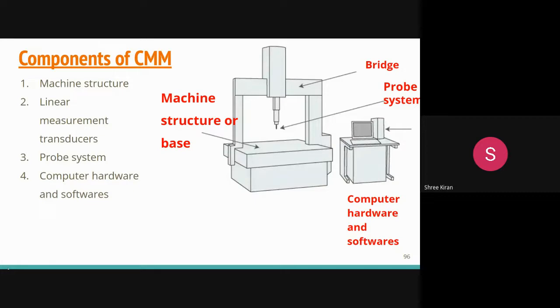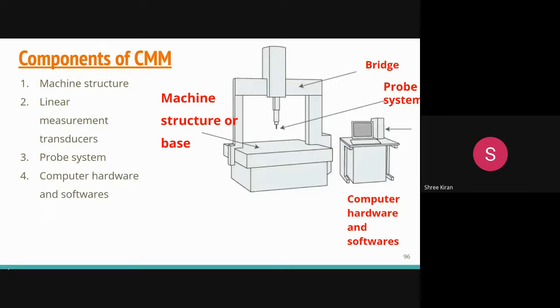The functions are access control, object probing, programming, control of measuring run, data acquisition and evaluation. With the help of computer hardware and software, we have a machine controller and a computer, which relate to the hardware system. The controller of a CMM fulfills many functions like access control, object probing, programming, and control of measuring run.